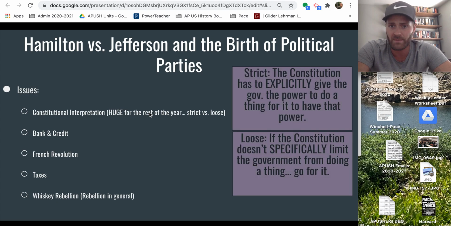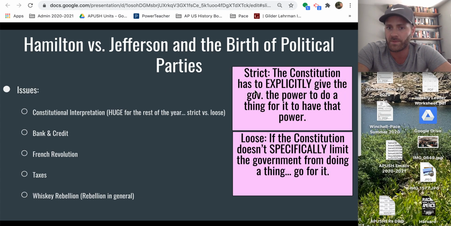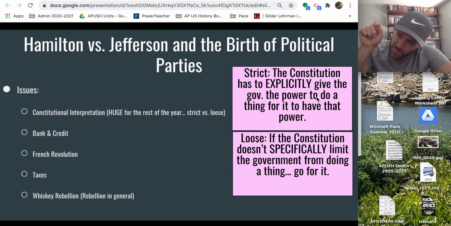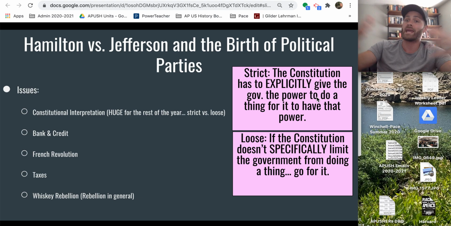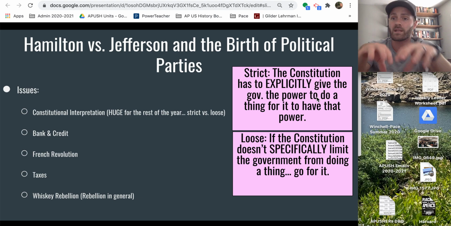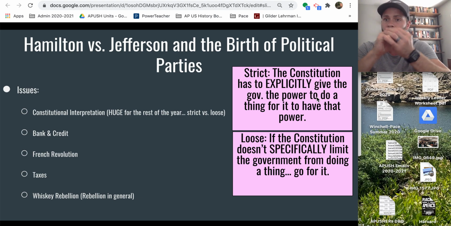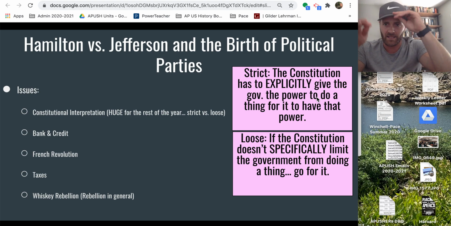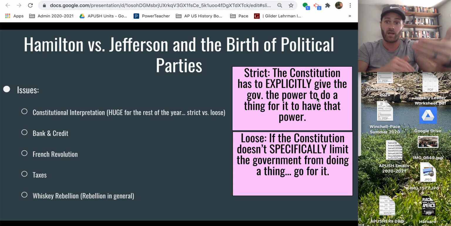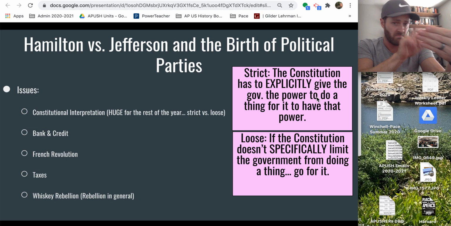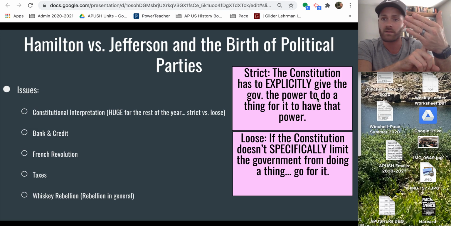So I put it quite simply here for you. Under a strict interpretation, the argument is that the Constitution has to explicitly, specifically, in writing, give the government the power to do a thing, whatever that thing is, for the government to have that power. So to put that the other way, if the Constitution doesn't say the federal government can do it, they can't do it. Right? So that really takes the letter of the law. The letter of the Constitution says, okay, you want to do X, Y, and Z? That's not in here, so you can't do that. Not in there, can't do it.